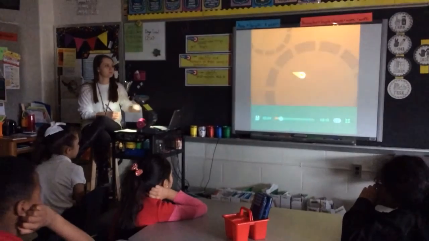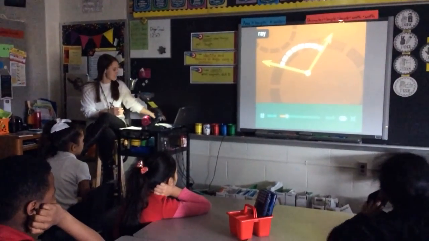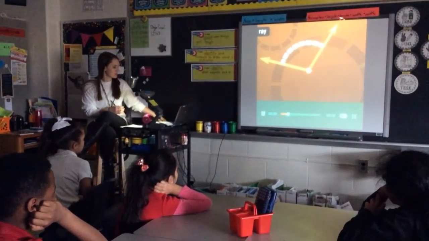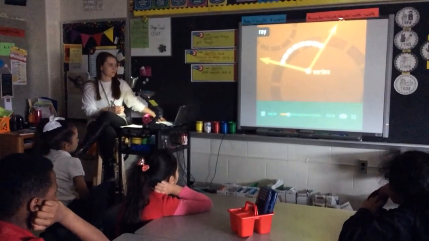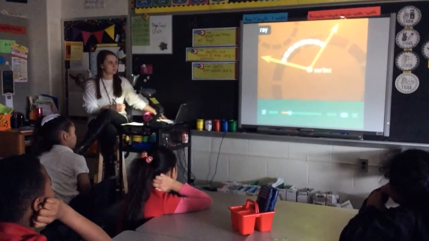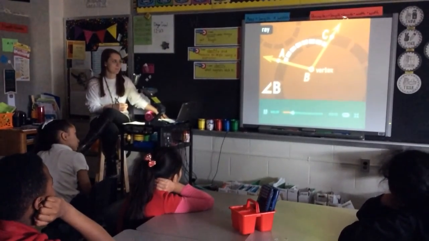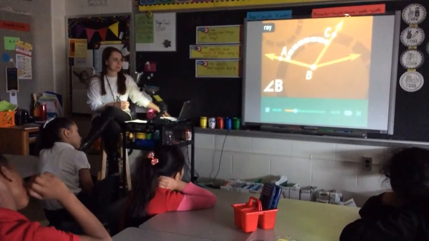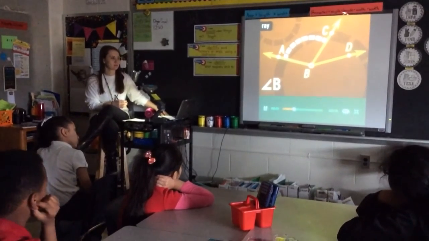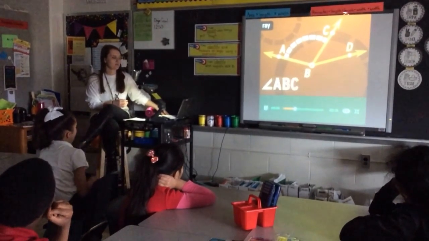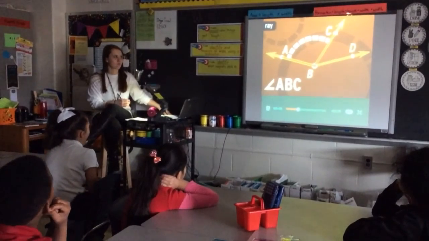An angle is made up of 2 rays that share the same endpoint. This common endpoint is called the vertex. Angles are often named by the label of their vertex. So we could call this angle angle B. If the other angles in the diagram share the same vertex, we also use the labels of the rays. So now this is angle ABC.